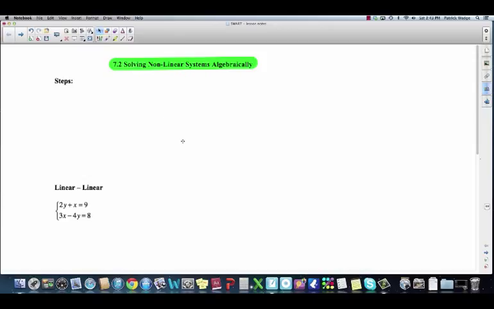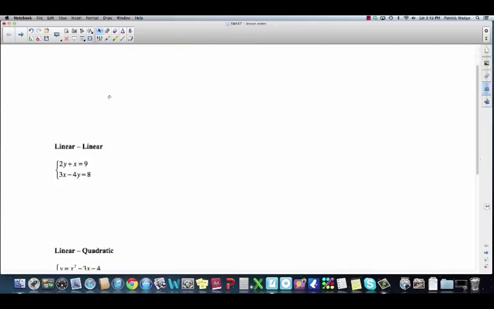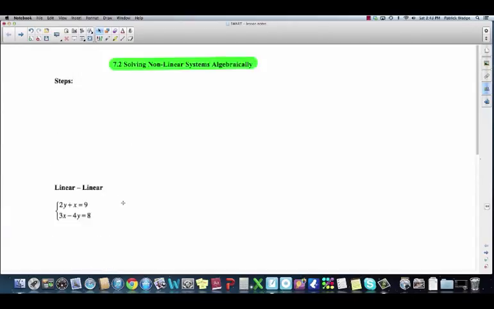We actually did this last year. As you'll see, we'll do a linear example here, and that's just like last year, and then we'll move on to the linear quadratic and the quadratic. So fairly quickly, here's the steps. I'll let you stop the video and write them down.